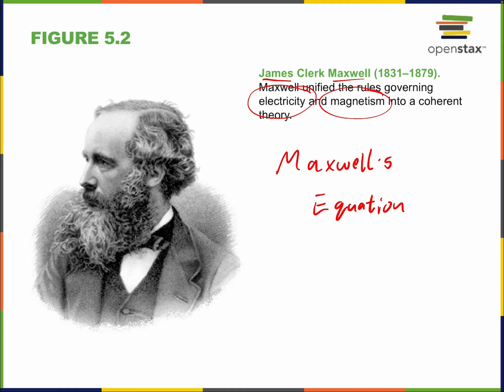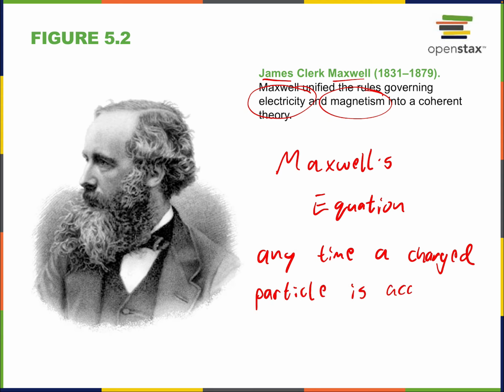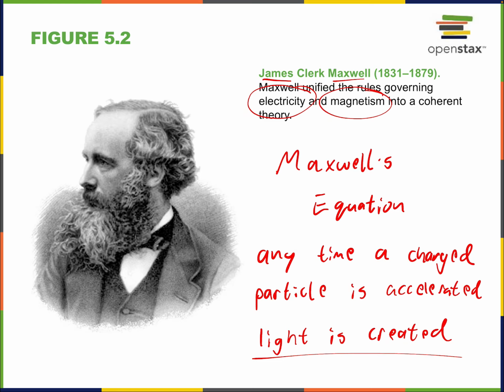The big idea here is that any time a charged particle is accelerated, light is created, or you could say produced, okay? That's so important because the most common type of charged particle are electrons. Electrons are what flow through wires. And whenever those electrons are accelerated, which means they're slowed down or sped up or even just turned, because turning is a form of acceleration, light is produced.